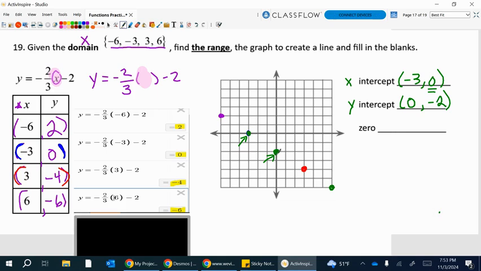If you weren't sure where to put that point, you could also substitute in a 0 for the x to see what happens. Okay, then we know the x-intercept and the 0 are the same. So I'm going to copy it again, or you can write it like this.